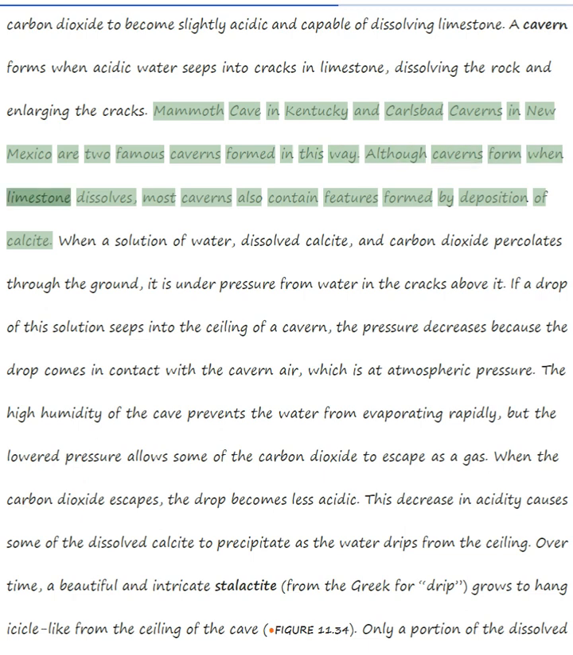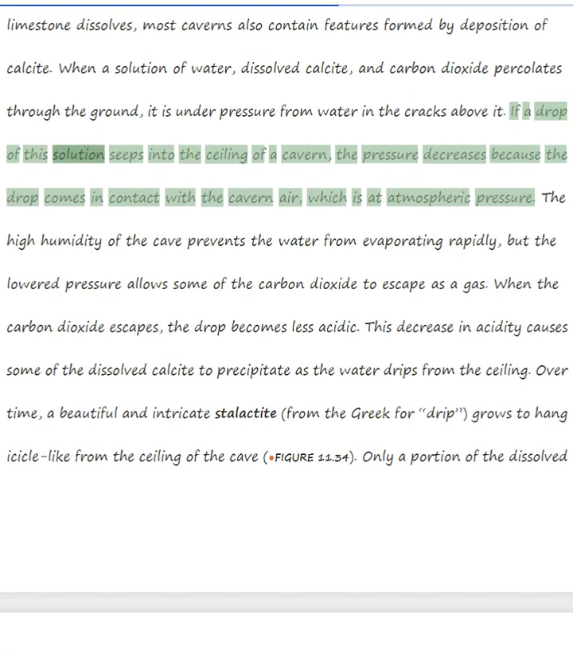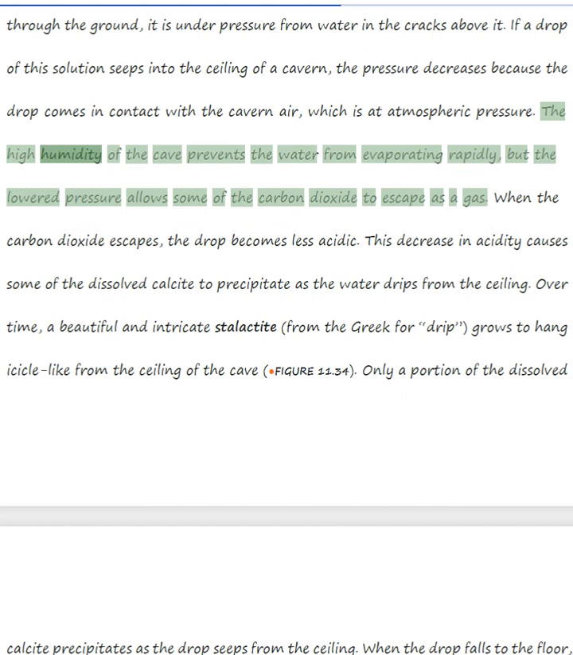Although caverns form when limestone dissolves, most caverns also contain features formed by deposition of calcite. When a solution of water, dissolved calcite, and carbon dioxide percolates through the ground, it is under pressure from water in the cracks above it. If a drop of this solution seeps into the ceiling of a cavern, the pressure decreases because the drop comes in contact with the cavern air, which is at atmospheric pressure. The high humidity of the cave prevents the water from evaporating rapidly, but the lowered pressure allows some of the carbon dioxide to escape as a gas.